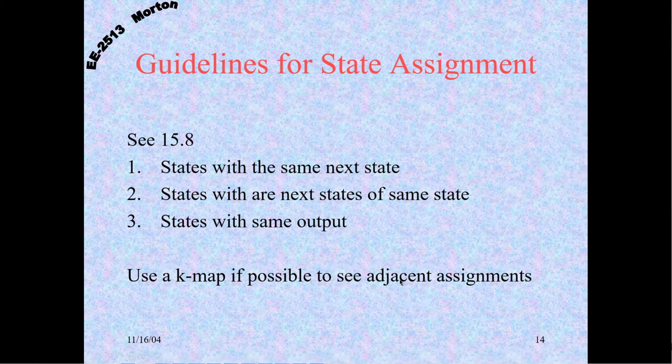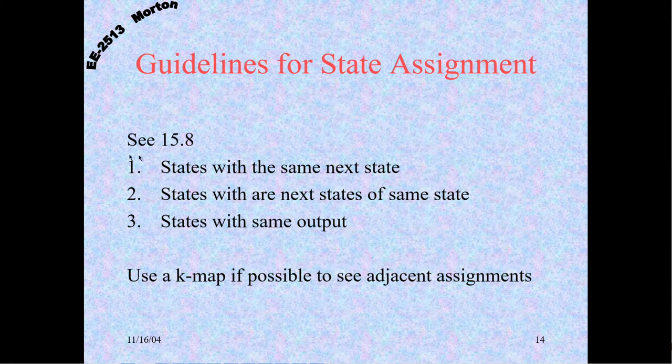So when we talk about adjacent state assignments, what do we mean? Here's what we mean. We want to do assignments that only differ by a single variable. So if we don't have too many flip-flops, we can use a K-map. If we make the axes of the K-map the flip-flops, then our state assignments can be the boxes, and if we have adjacent boxes, then those are adjacent assignments.